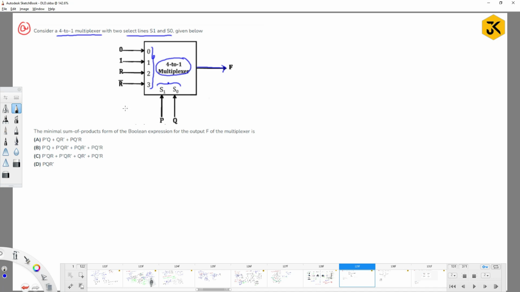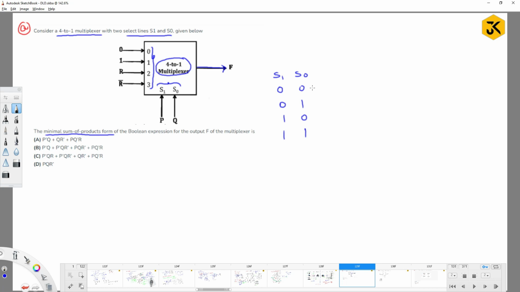Here they are asking for the minimal sum of products form of the Boolean expression for the output f of the multiplexer. Okay, fine. How are we going to solve this one? So basically, when we have two select lines S1 and S0, what are the possible values we are going to have? 0 0, 0 1, 1 0, 1 1.